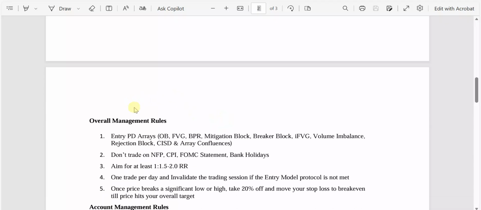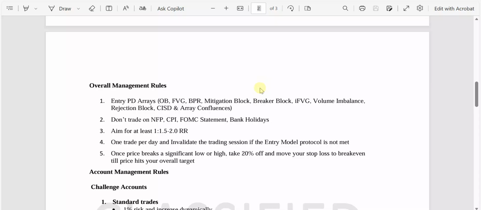Yeah, so there are other things that I would love to point out. Entry models: order blocks, fair value gaps, mitigation blocks, breaker blocks, inversion fair value gaps, etc. So these are where my entries are placed on the lower time frame. Then also NFP, CPI, FOMC, and US bank holidays. Take the day off. You don't have to be on the markets all the time. So take the day off.